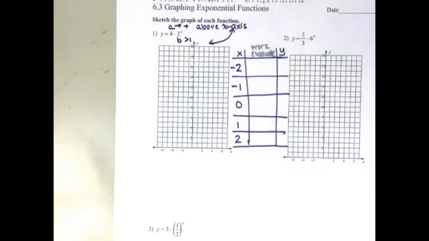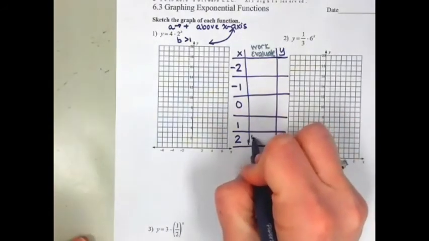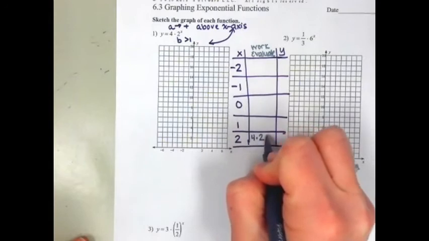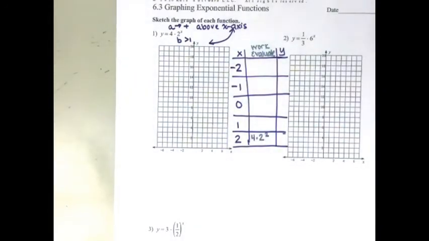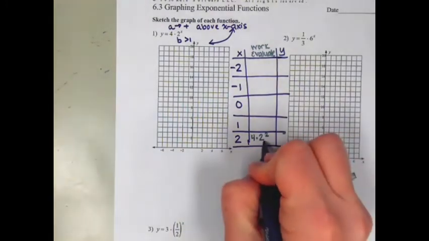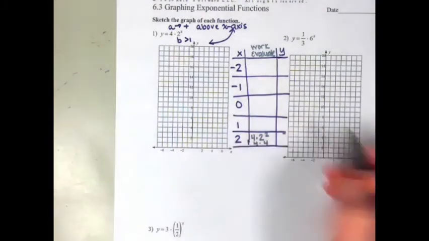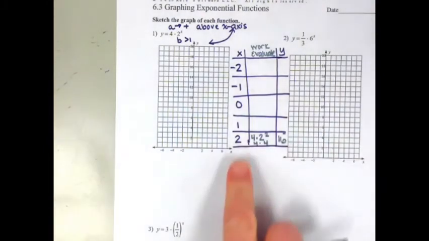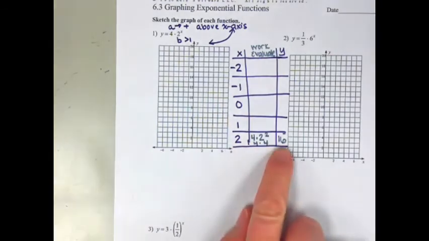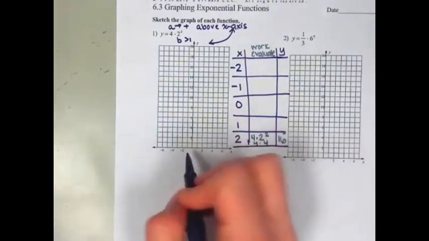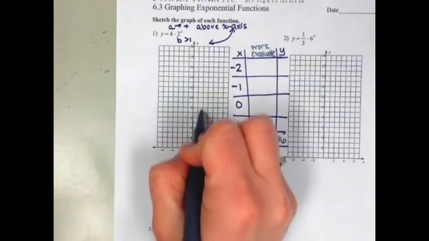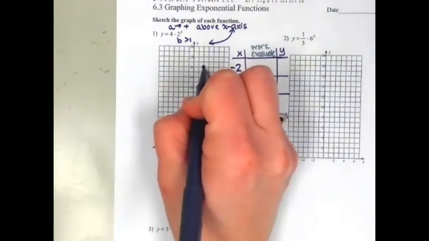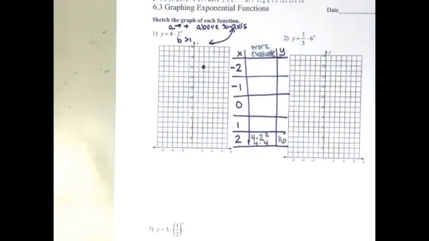All right. So let's plug it in. 4 times 2 to the 2nd power. What's the order of operations say? Exponent first, right? What's 2 squared? 4. So 4 times 4 is? 16. So could I graph the point 2, 16? Yeah. So I'm going to go right 2 and up to 16 and put a point. Let's do the next one at 1.